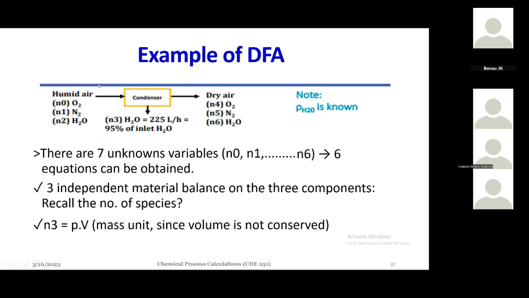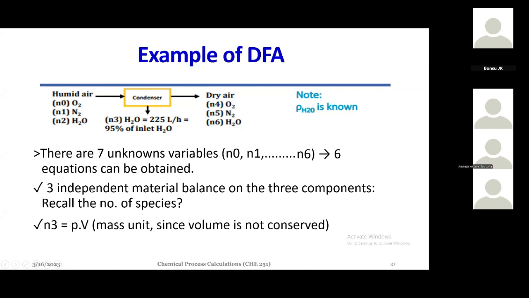We have humid air entering, and these are the flow rates O2, N2, H2. We don't know them, so N0, N1, N2. We also don't know the amounts at which they are coming out. So N4, N5, N6 are also unknown. We don't know N3 too. So our number of unknowns are 7, which are 1, 2, 3, 4, 5, 6, 7. And then to get the number of independent material balance equations, they are based on the number of components present. And the components are 1, 2, 3. So you have 3 independent equations.